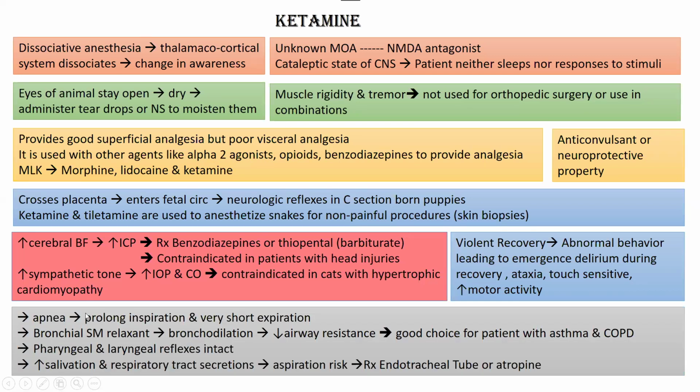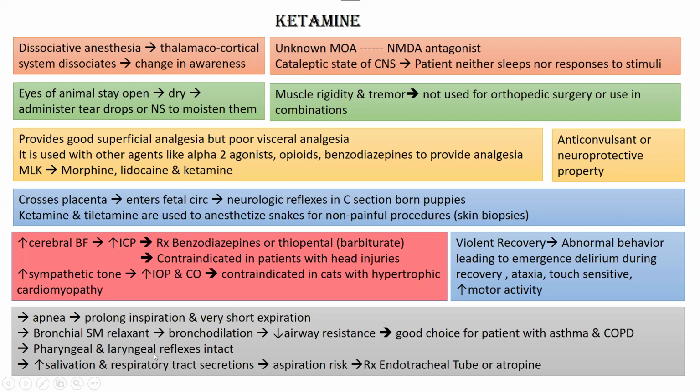Next, the effect of ketamine on the respiratory system, that is important. Ketamine causes apnea in a way that there will be prolonged inspiration with very short expiration. Bronchial smooth muscles will be relaxed, and there will be bronchodilation. That means decreased airway resistance. So it is a good choice for patients with asthma and COPD. It is chronic obstructive pulmonary disease. So if your animals are having these issues, you can use ketamine without any risk. Rather, it is a favorable choice for such patients.